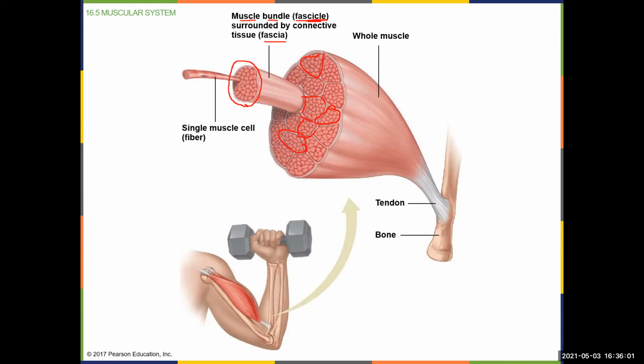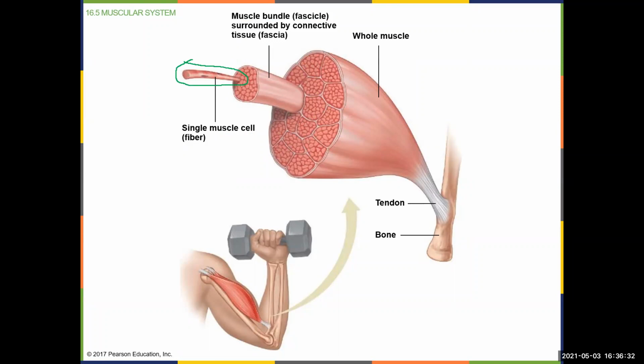See all of those little tiny circles there? Let me get a different color here. So that circle, right? All of those little circles are individual muscle cells. They're a single muscle fiber. So let's say we pull one of those muscle fibers out, right? That's what you're looking at here. That's a single muscle fiber, okay?